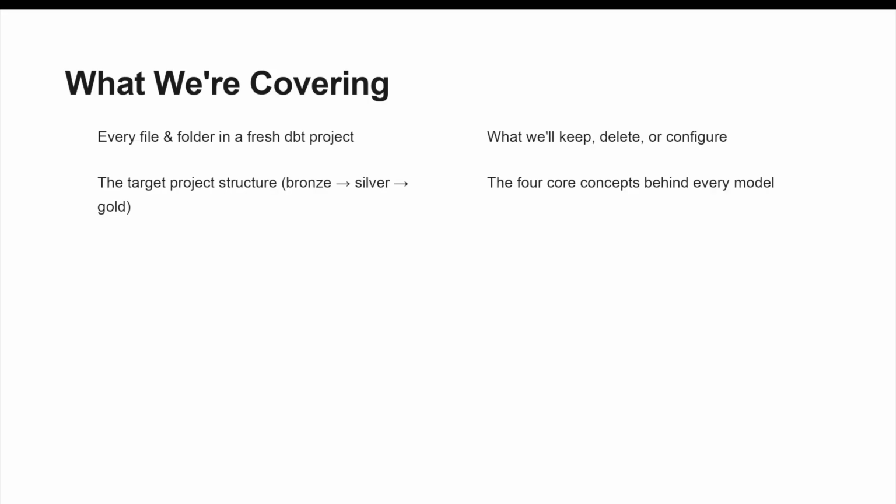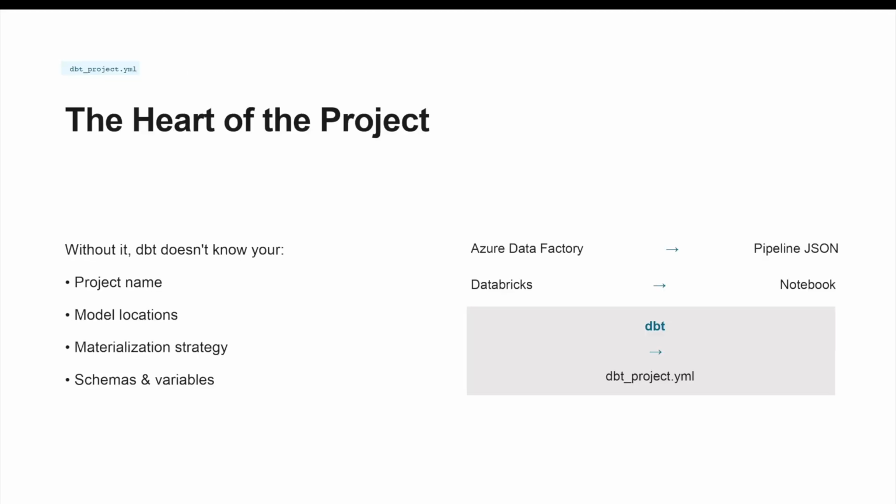What we will be covering in today's episode: as I said, we'll try to understand every file and folder, and why we need it in the DBT project. How are we keeping the data, what exactly are we deleting, where exactly are we configuring, what are we trying to achieve, and what are the major four components behind every model. As I said, dbt_project.yml is the heart of any DBT project. It's the start point of any DBT project.